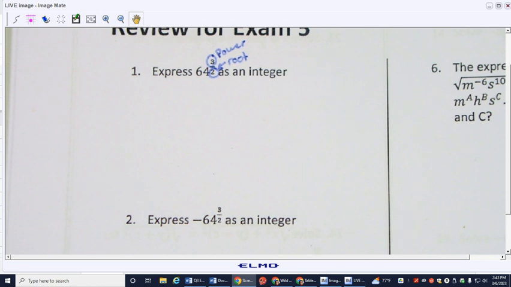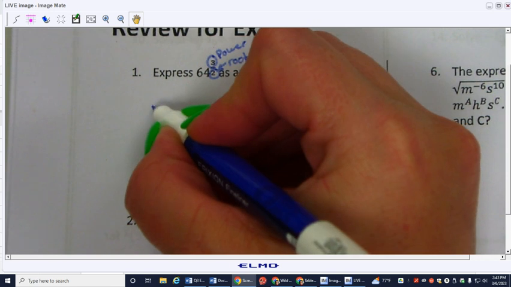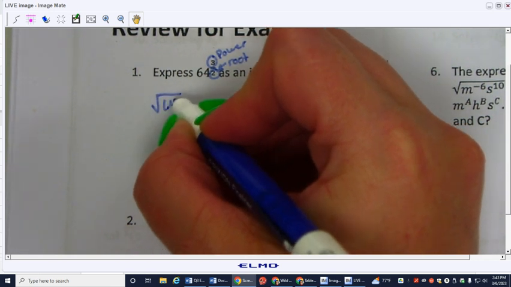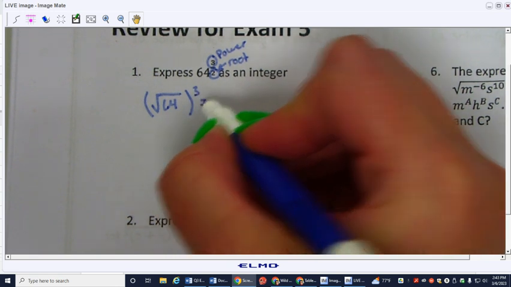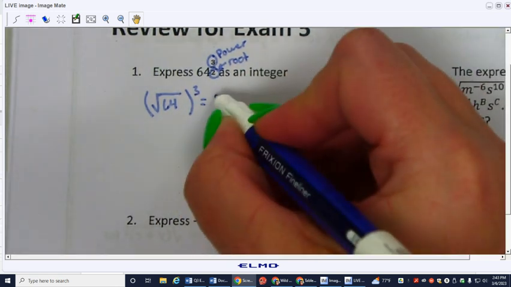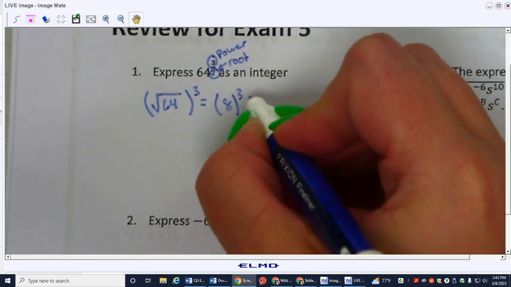I always look at the root and say, can I take the square root of 64? Because if I can make that number smaller, I want to work with a smaller number. I don't want to raise 64 to the 3rd power. I don't want to multiply it to itself 3 times. Okay? So I see that 64 is a perfect square. So I'm going to think of this as the square root of 64. And then we're going to raise that to the 3rd power. The square root of 64 is 8, and we're going to raise that to the 3rd power.